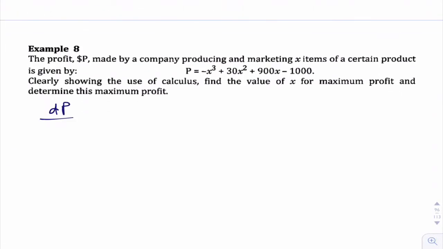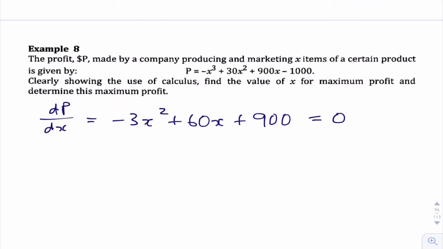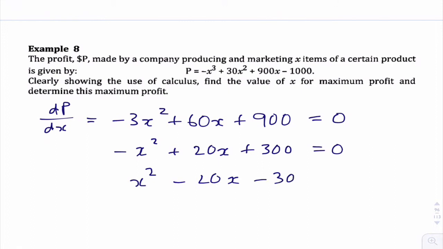It's dP/dx in this case. So negative 3x squared plus 60x plus 900. That is the derivative, and we want to find when that is equal to 0. Now I can see here that we've got a common factor of 3, so I could take 3 out, and then just to make this easier to solve, I could times everything by negative 1. So we've got x squared minus 20x minus 300 equals 0.